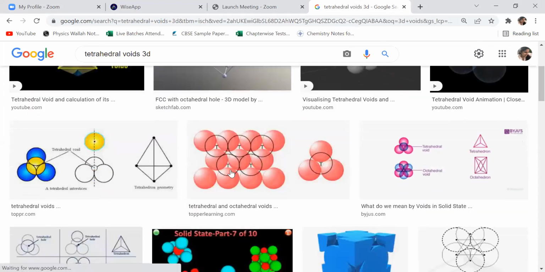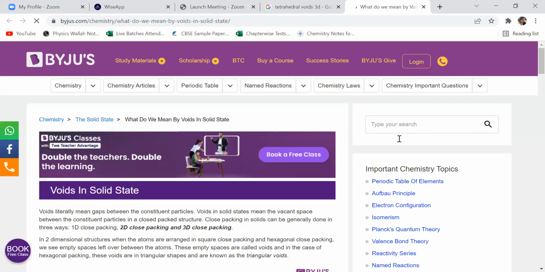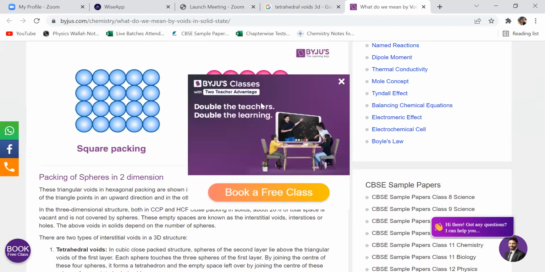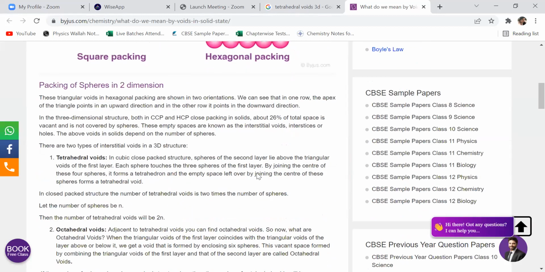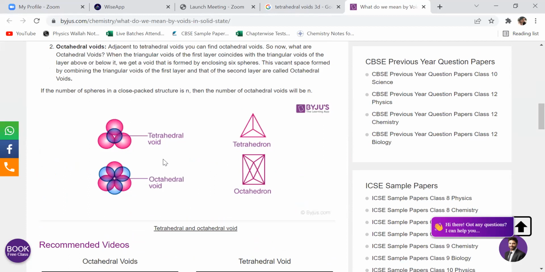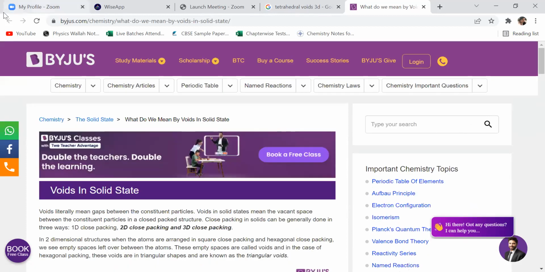Look at this. Tetrahedral void is this. Square packing is this. The hexagonal packing is this. You can see the tetrahedral void. You have three, like a triangle, and in between you have space. To cover that space, you're putting one more sphere. So it has a tetrahedron shape in 3D. Look at the octahedron. You have three and you're trying to put three more on top of it. So this is octahedral.